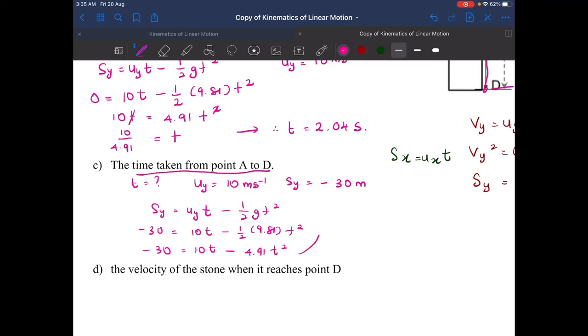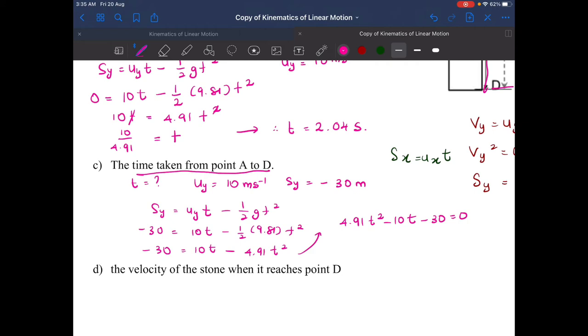So, katalah kamu pindah semua ni belah sana. Ini positif 4.91 T square. Ni apa tu? Negatif jadi positif lah. So, ni jadi negatif. Miss pindahkan semua ni belah sana tau. Lepas tu, tolak 30, sebab nak ikut quadratic equation tu. So, nanti kamu tekan calculator.